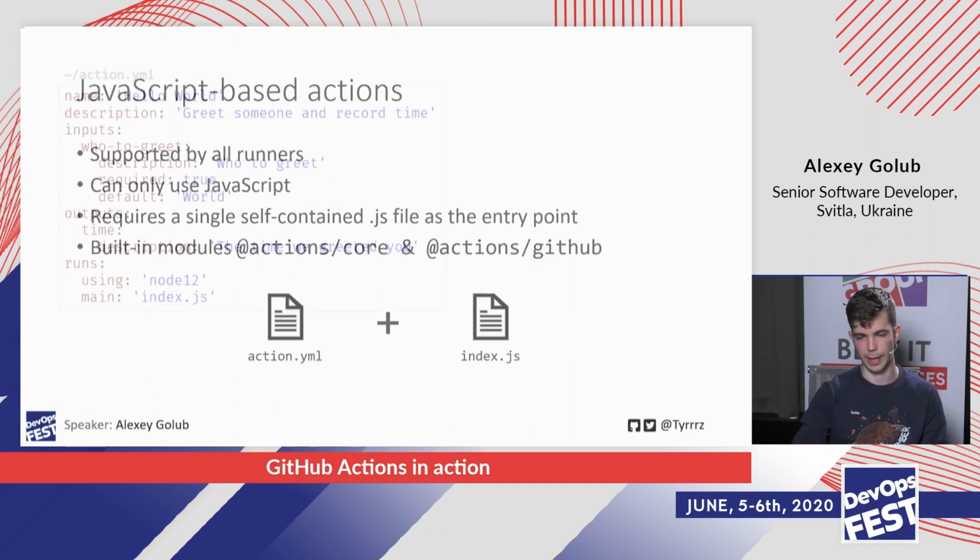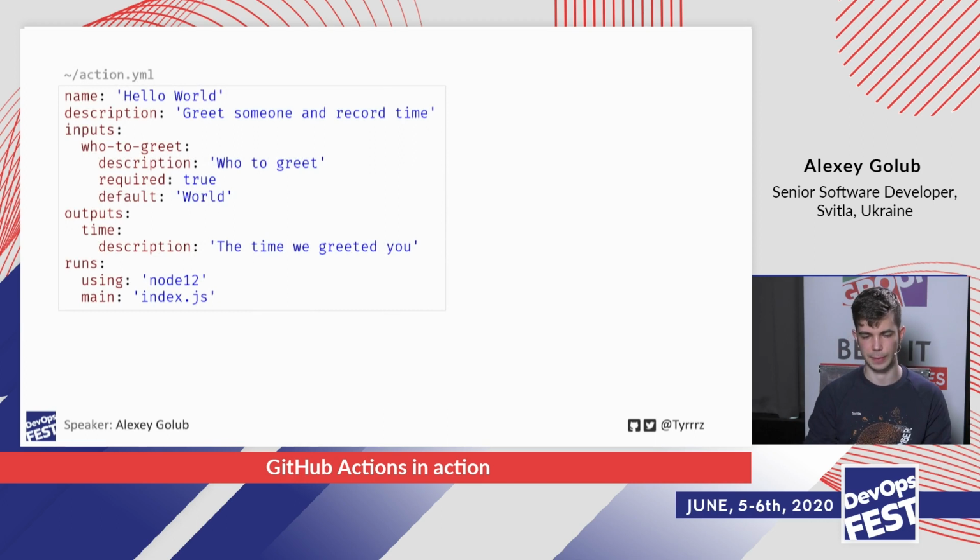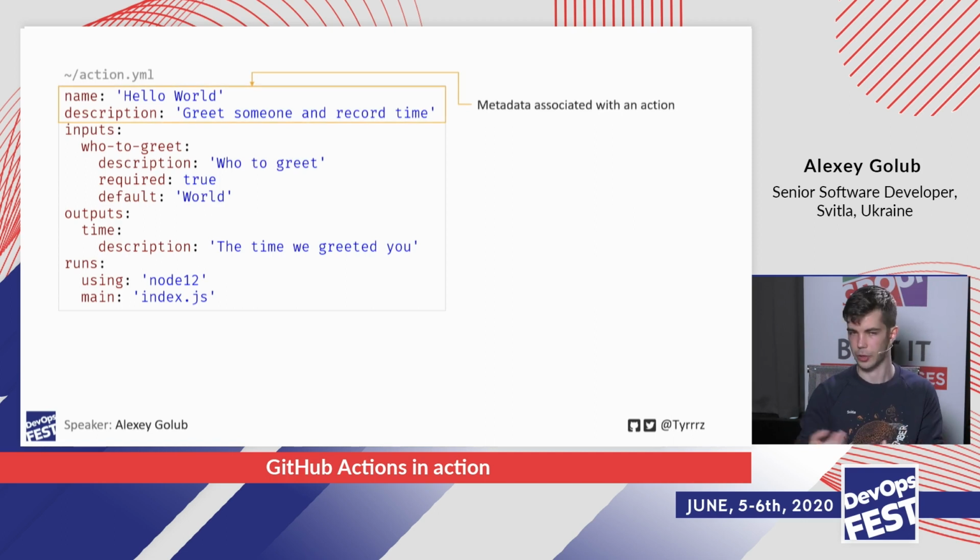So the way it looks is that for the manifest, you have to specify some basic metadata. So here I specify name, the description. This will just show up in the marketplace if I decide to publish it there. But also I specify the inputs and the outputs. And here the inputs are the arguments that I can provide to my actions. So here I just have a simple action that greets people. So I have a who to greet parameter. It has a description, required: true, and the default value.